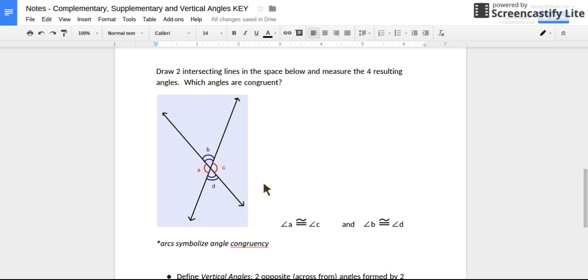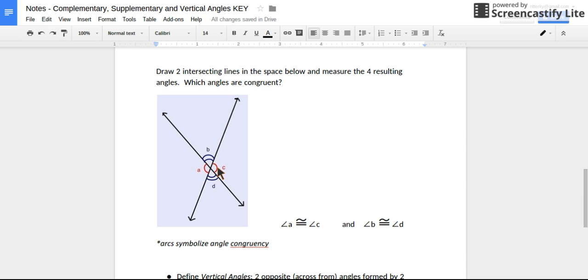Arcs are how we symbolize angle congruency when we're drawing pictures. Some people draw congruent angles with the same number of arcs. So A and C are congruent, so I'm going to give them both one arc. Angles B and D are not congruent to angle A and C, so they have a different number of arcs. Angle B and D are congruent to each other, so they have the same number of arcs. I'm going to give them 2. If I had a third pair of angles, I would give them 3 arcs, and so on.